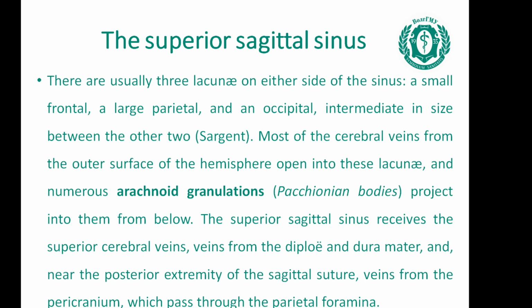There are usually 3 lacunae on either side of the sinus: a small frontal, a large parietal, and an occipital, intermediate in size between the other two. Most of the cerebral veins from the outer surface of the hemisphere open into these lacunae, and numerous arachnoid granulations, called Pacchionian bodies, project into them below. The superior sagittal sinus receives the superior cerebral veins, veins from the deep layer of the dura mater, and near the posterior extremity of the sagittal suture, veins from the pericranium, which pass through the parietal foramina.